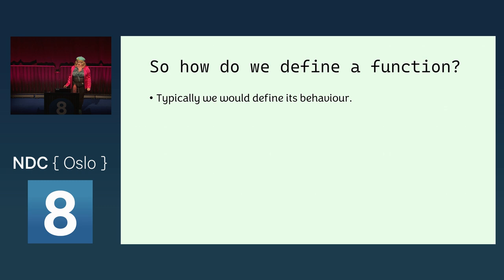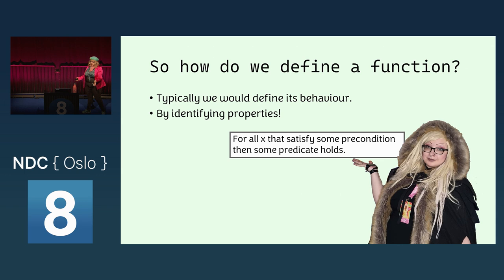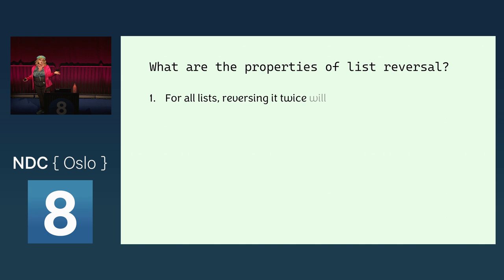So one way we can describe a function is we can identify some properties of the function. A property is something that, for all x, satisfies some precondition, some predicate holds. What properties can we define for list reversal? Well, one thing we can say is if you take any list, reverse it twice, you get the same thing back. Now, you can say that for any function. If you just take a list and just return the list, then that's going to hold. So what else can we say?